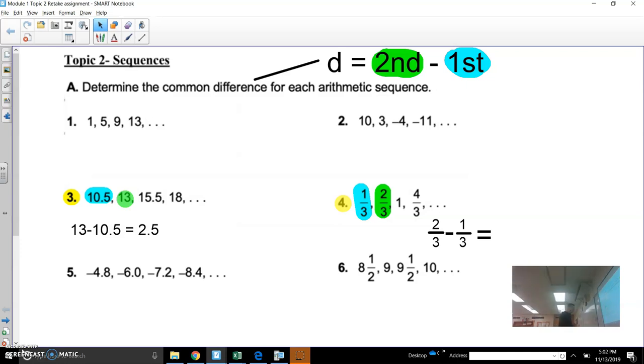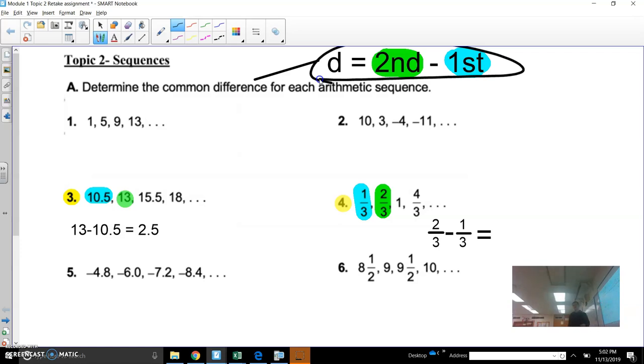The first thing you need to understand is it says determine the common difference for each arithmetic sequence. So if it is arithmetic, they have some value that is in common with adding or subtracting to get from one number to the other. So for example, number 3, I'm going to be finding the common difference by taking the second number and subtracting the first number. So 13 minus 10.5 is 2.5, and that means that to get each additional number, I am adding 2.5 to the previous number. So 13 plus 2.5, that's 15.5. 15.5 plus 2.5, that's 18, and so forth.